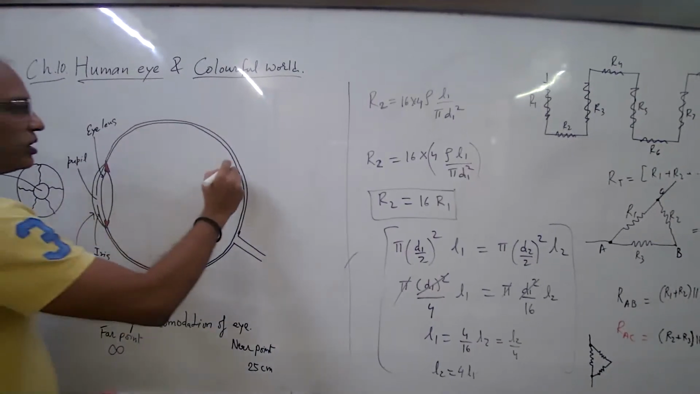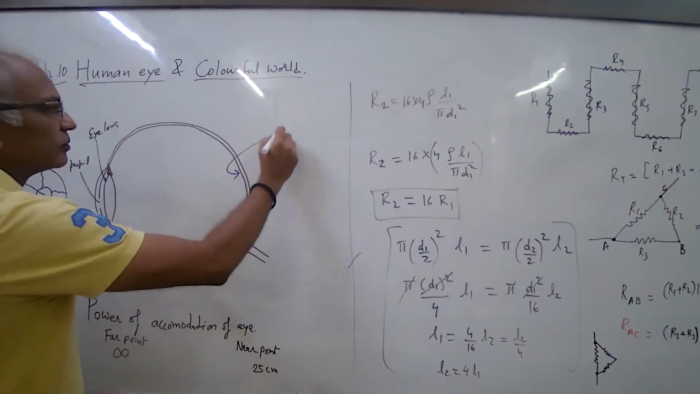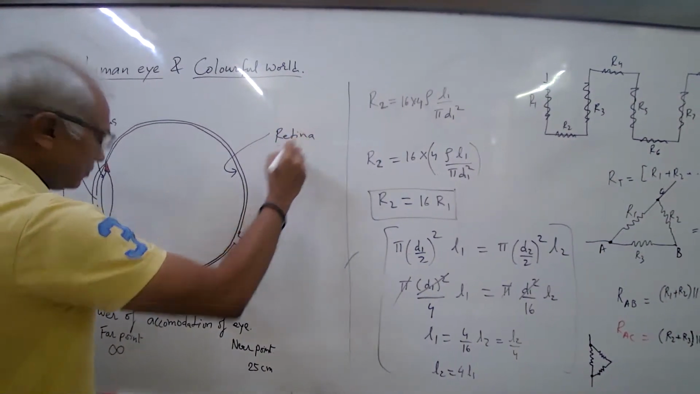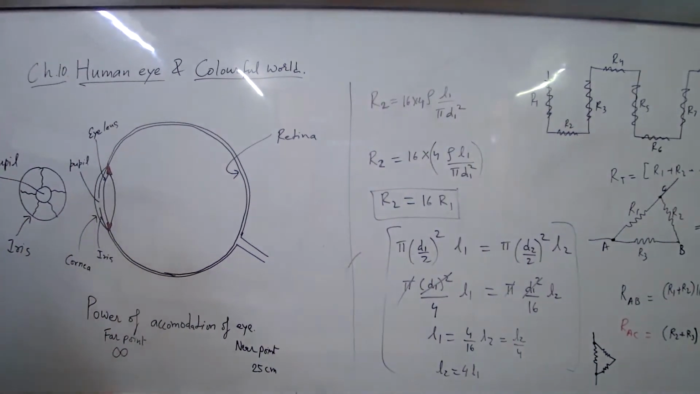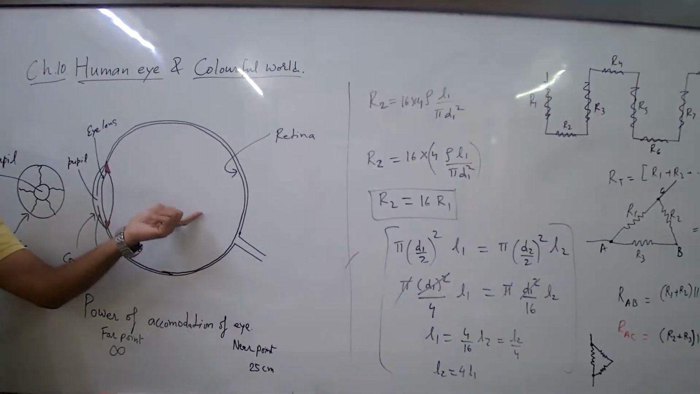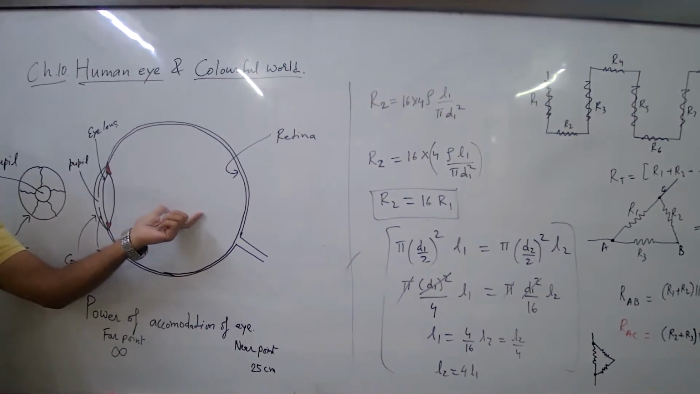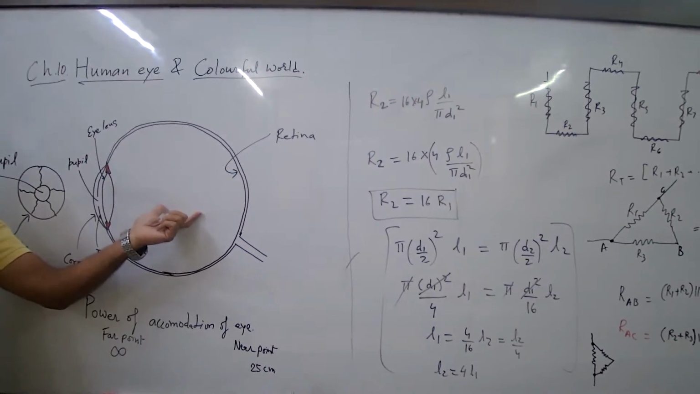So this is the retina. Now when the image is obtained at the retina, these two girls are constantly chatting. I don't know about what.